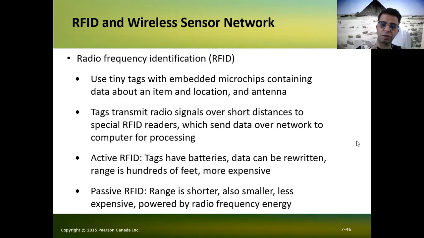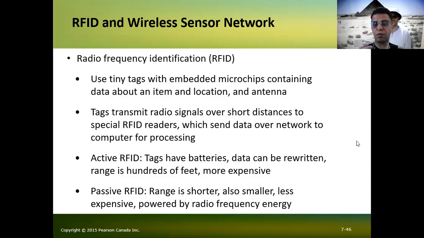Anyway, the tags transmit the radio signal over a short distance to special RFID readers, which send the data over the network to a computer for processing. So this is an equipment, and you have an RFID chip there. You bring the equipment, it reads it. The distance is different, whether it's active or inactive. Once you set it up in a certain hub, you put it there and it starts transmitting updated data to the PC, which processes it and updates this information for you.